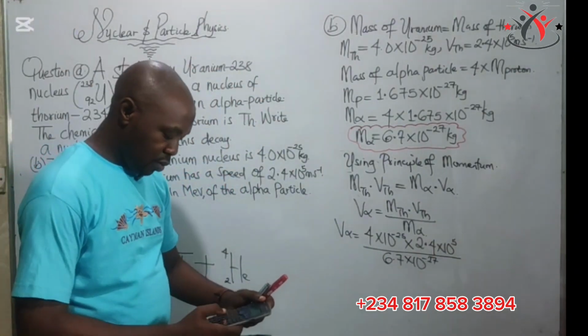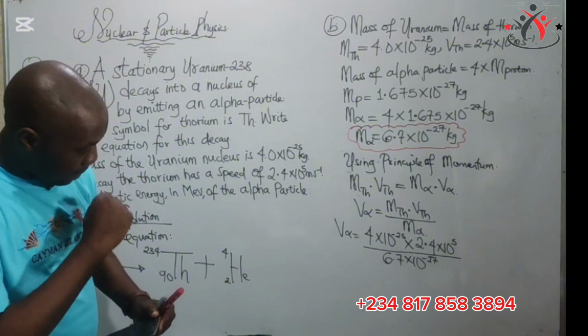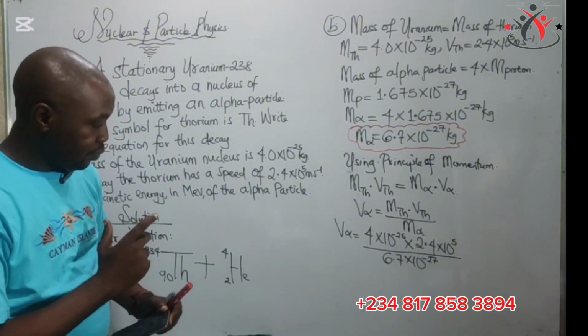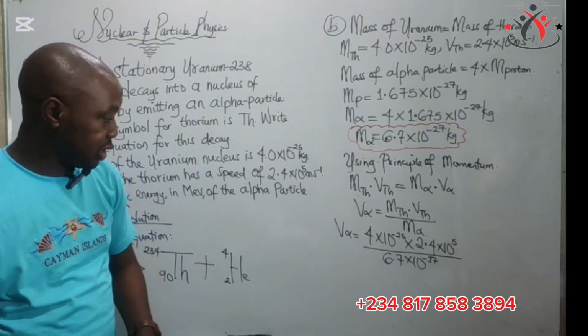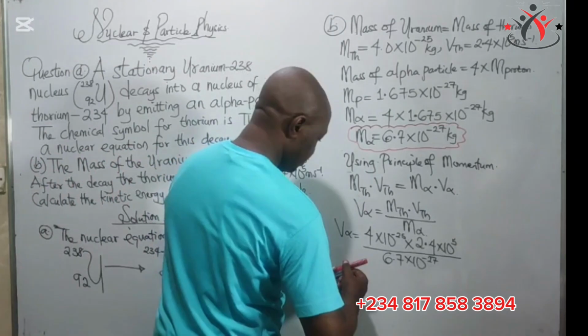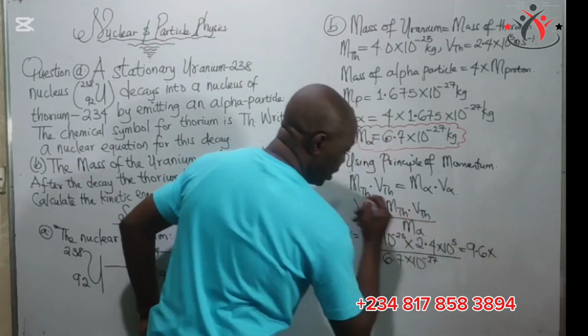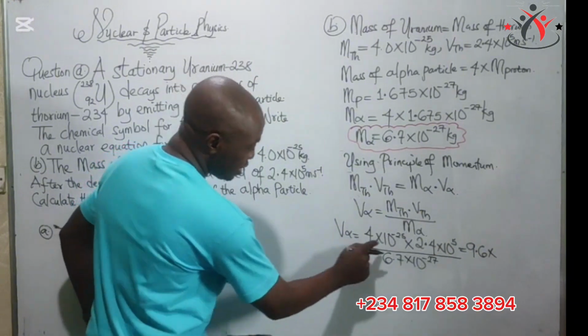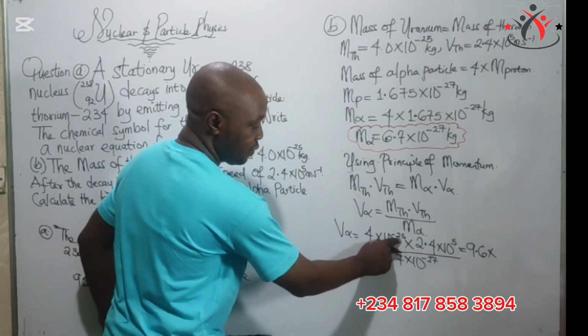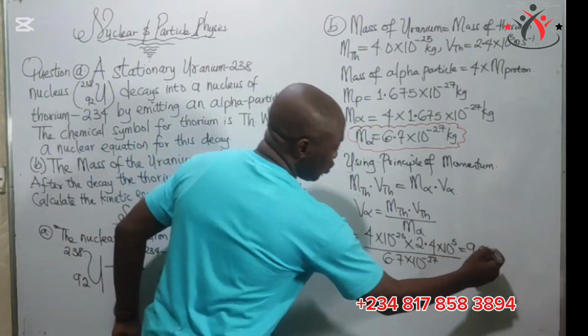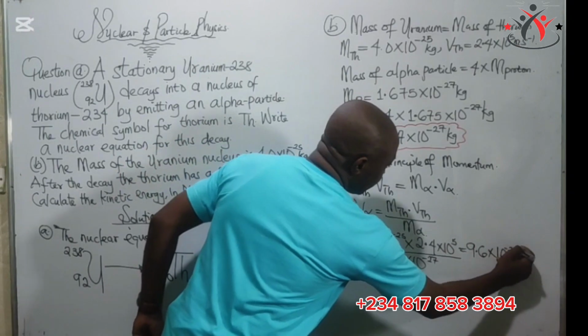Now, multiplying 2.4 by 4, that will be 9.6. So this is going to be 9.6, then this is 10 raised to the power of negative 25, and this is 10 raised to the power of 5. So we combine the powers of 10.